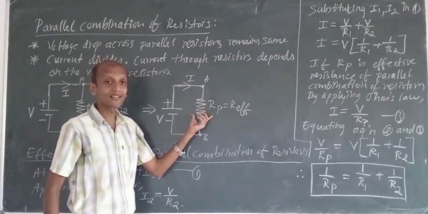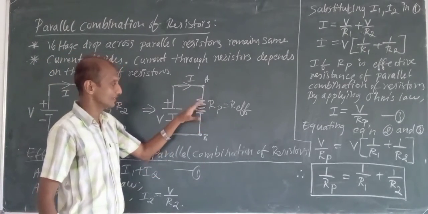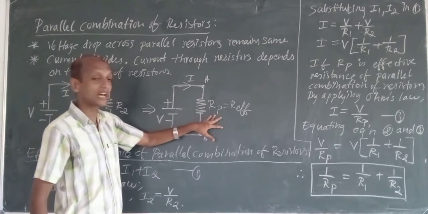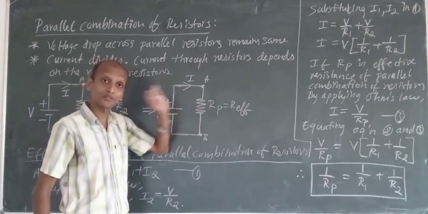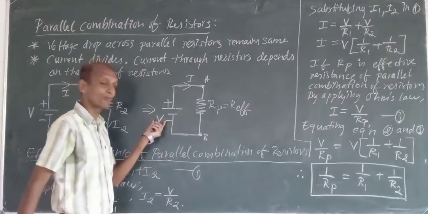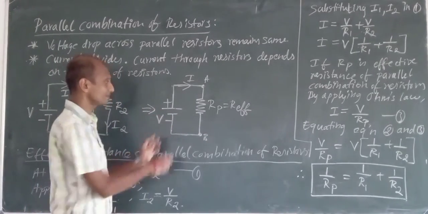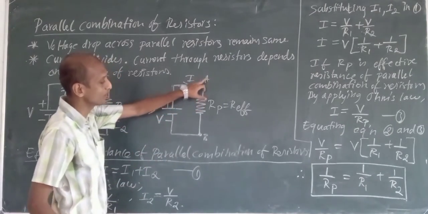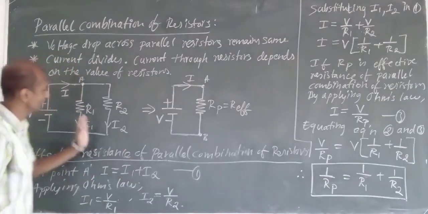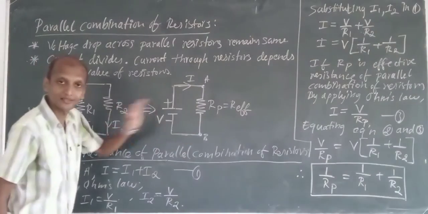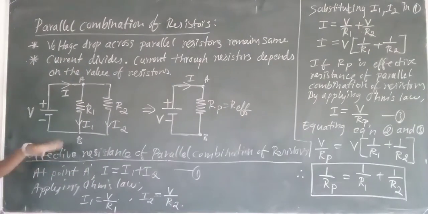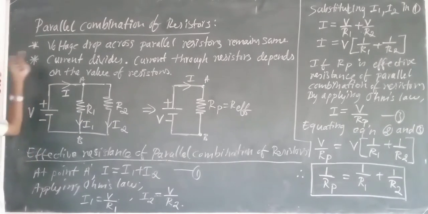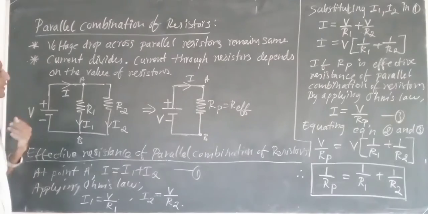So RP, this total resistance, will be equal to the parallel resistance RP, or R effective, wherein I have applied the same voltage V volts and current I starts to flow. Mentioning the same points A and B, this circuit is equal to this circuit. Now, when we have two resistors connected in parallel, what happens to the voltage and current? We will see it.